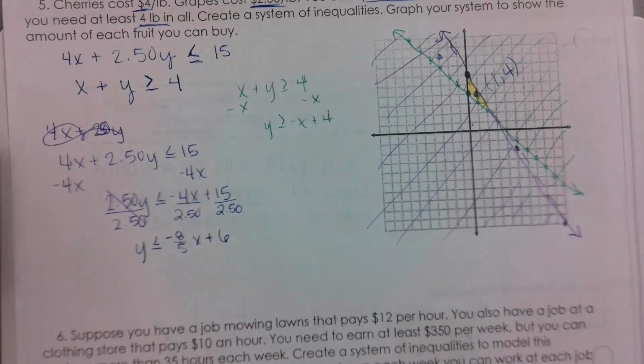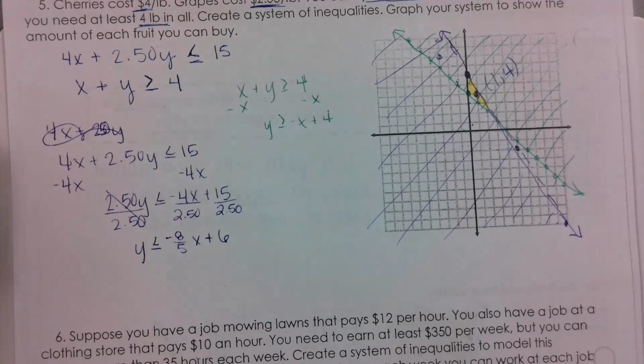But can you buy decimals of pounds of fruit? Do they let you do that? Yeah, so we could have a ton of possibilities in there as well. So 1, 4 is one option, but then there's a bunch of other ones as well. Do you have any other questions right now?